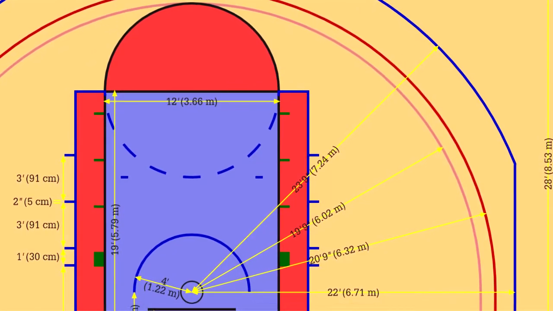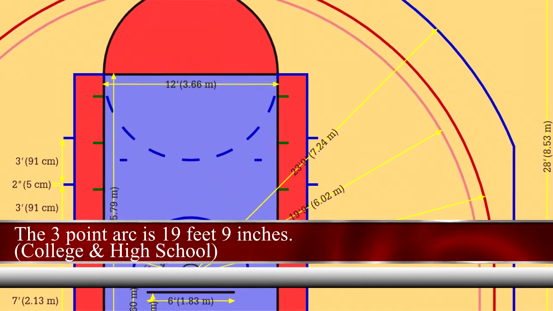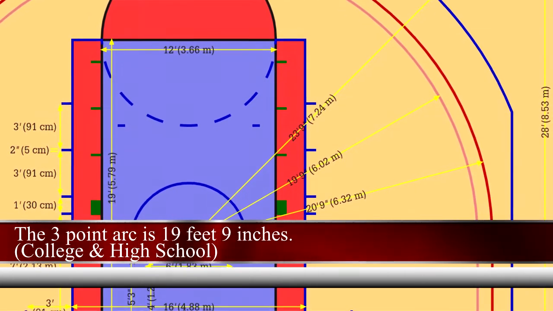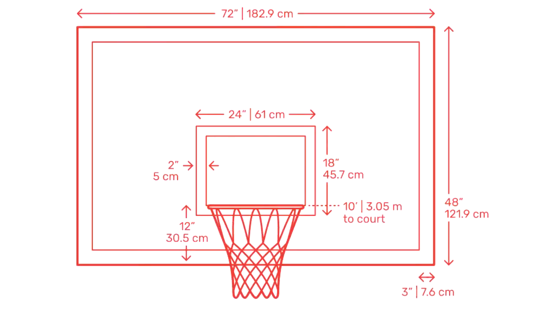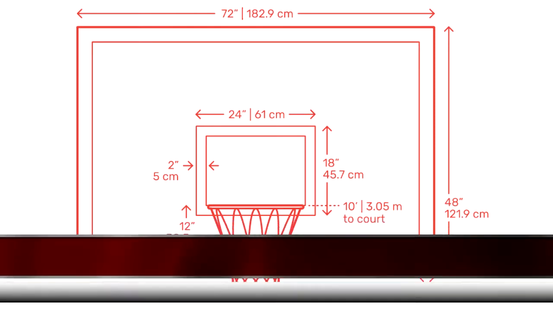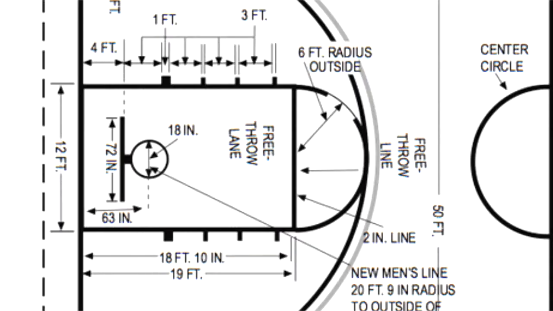Now as for the 3-point arc, it's 19 feet 9 inches with a straight line extending out 5 feet 3 inches, 63 inches, from the baseline. The regulation distance from the ground to the top of the rim is 10 feet for all levels of play. Regulation backboards are 6 feet wide, that's 72 inches, by 42 inches tall. All basketball rims are 18 inches in diameter. The inner circle on the backboard is 24 inches wide by 18 inches tall. All line markings on the floor are 2 inches wide and can vary in color.